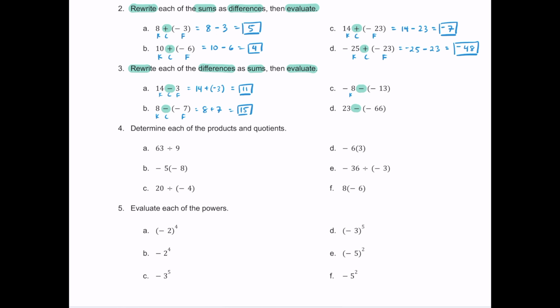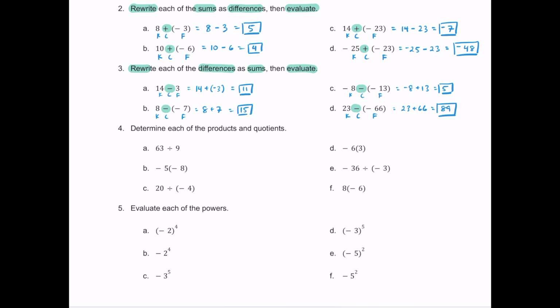For letter C, we're going to keep this, change this, and flip this. And that's going to be negative 8 plus 13, and that'll equal 5. And then for letter D here, we're going to keep, and then we're going to add the opposite of this. So that's going to be 23 plus 66, and that'll equal 89.